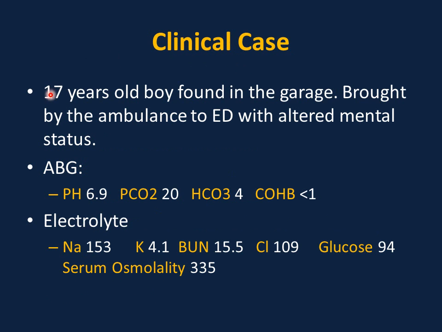Clinical case scenario. This is a 17 year old boy found in the garage, brought by ambulance to the ED with altered mental status. The ABG shows pH is 6.9, PCO2 is 20, bicarb is 4, and the carbon monoxide was less than 1. The electrolytes: sodium 153, potassium 4.1, BUN 15.5, chloride 109, glucose 94, and the serum osmolality is 335.